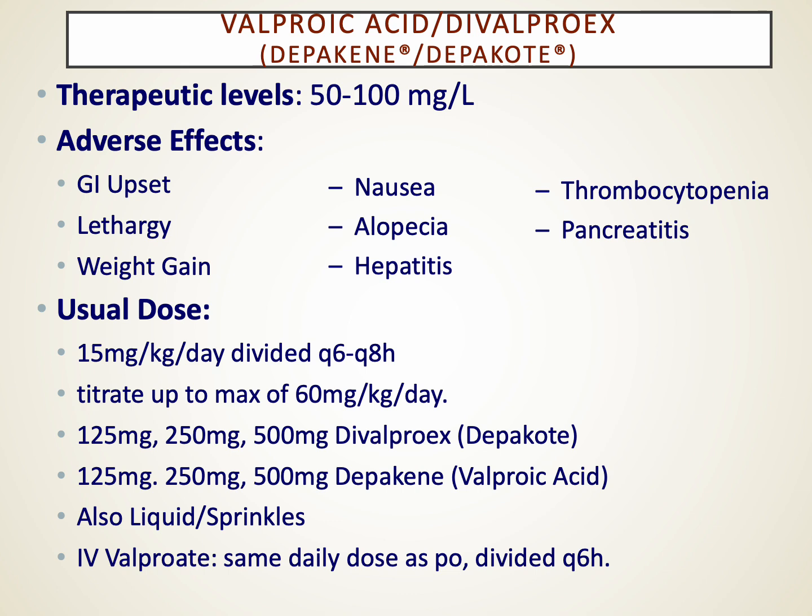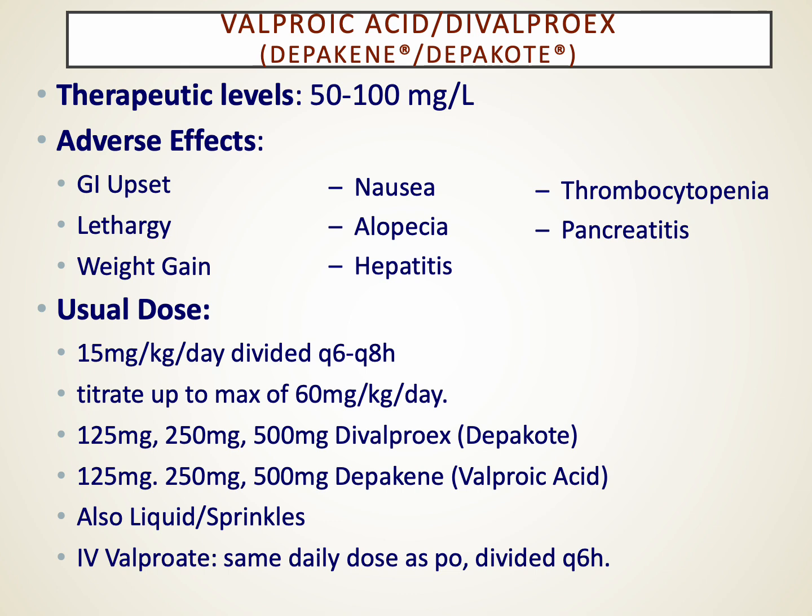The usual dose for valproic acid is 15 milligrams per kilogram per day divided every 6 to 8 hours. More often we use the Depakote, the divalproex form, which is a longer-acting form, and they even have a once-a-day extended release, extended duration form. There's a couple of different forms of this drug. So the original drug is valproic acid.